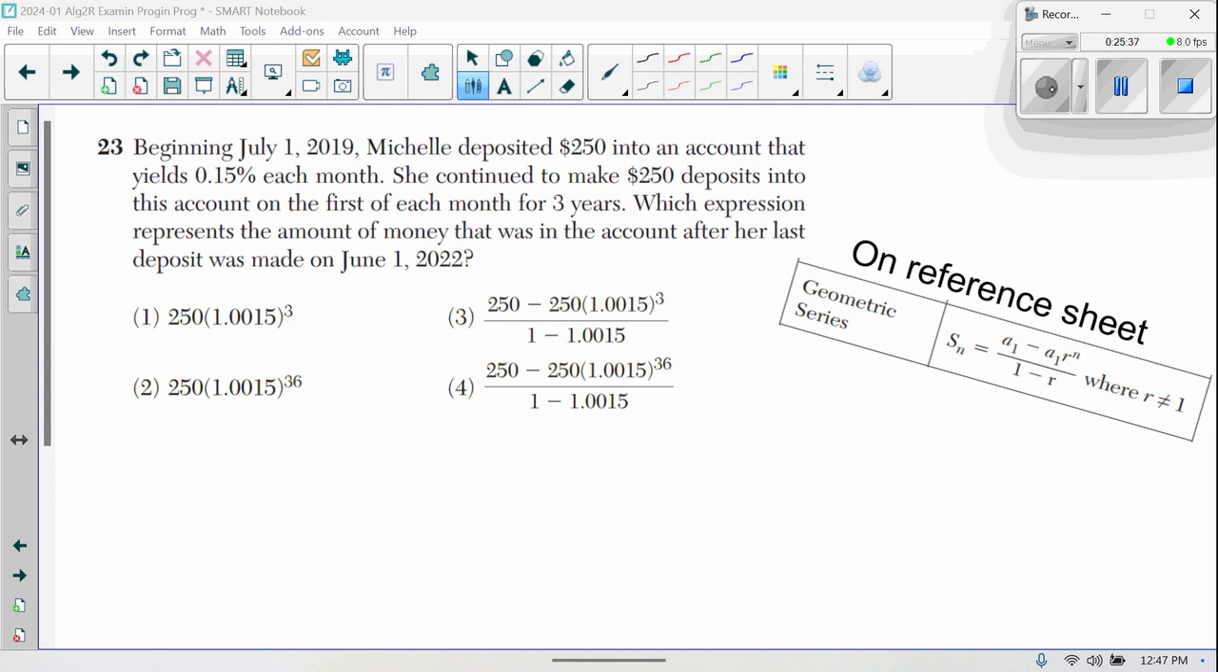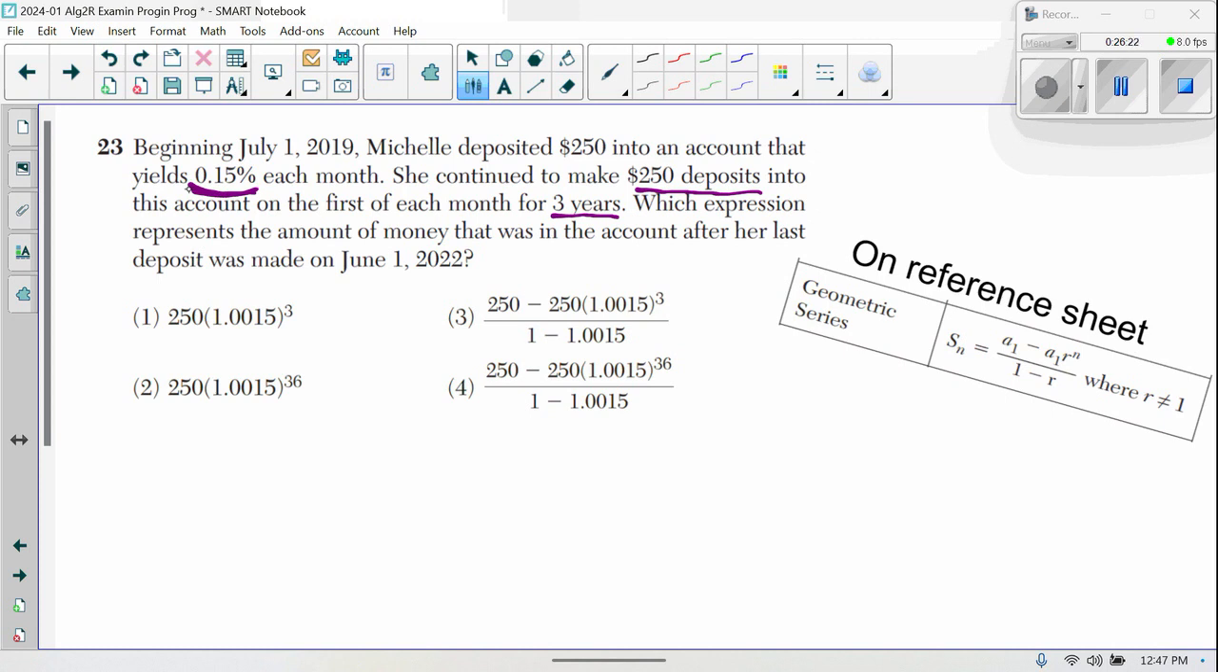Number 23, beginning July 1st, 2019, Michelle deposits $250 into an account that yields 0.15% each month. She continued to make $250 deposits into this account on the first of each month for 3 years. Which expression represents the amount of money that was in the account after her last deposit was made? You have got to add up all these deposits, which means you're doing some sort of series. This is a geometric series because it doesn't go up by the same amount every time; you've got to multiply by a ratio, or a rate.